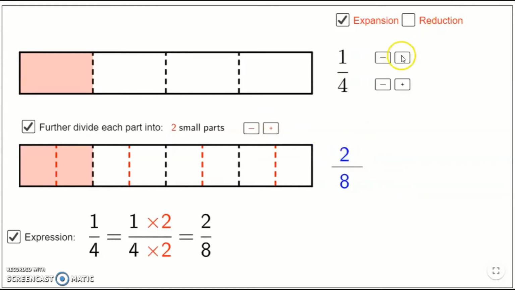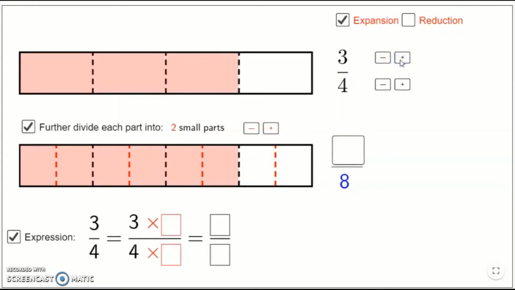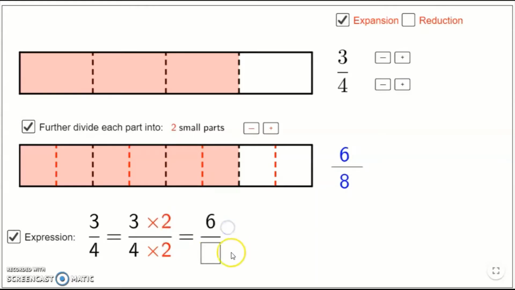I could split 3/4 each into 2 small parts. So here again I have 8ths on the bottom, but on the top I have 1, 2, 3, 4, 5, 6 8ths. And here I am multiplying top and bottom by 2 to get 6 8ths. Still multiplying by a big 1. We can try this with a different number on the bottom.